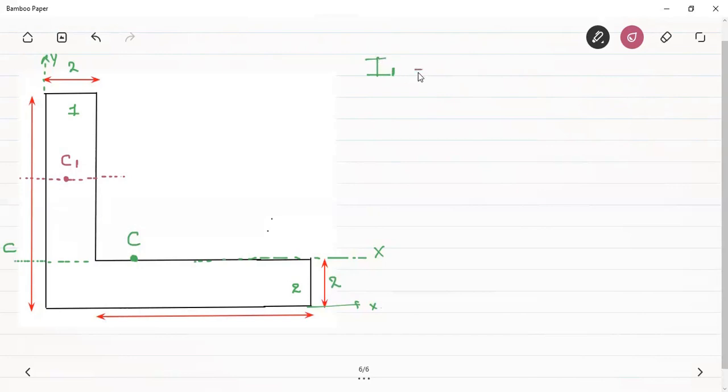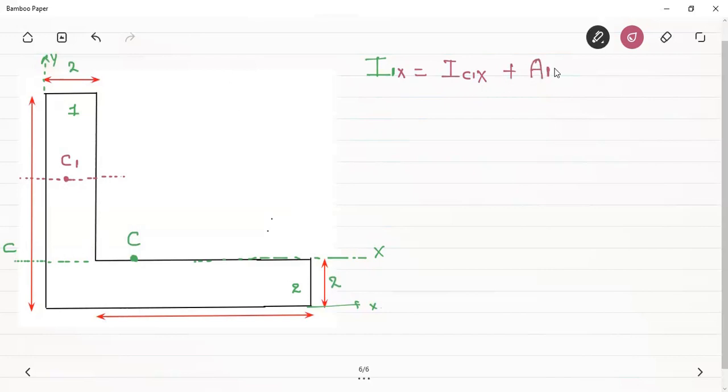So I1 will be equal to the moment of inertia of the first rectangle about this x-axis. It will be equal to the moment of inertia about its own centroidal x-axis, where this Ix is the moment of inertia about the centroidal x-axis of the complete figure. That should be equal to the moment of inertia about its own centroid, C1x, its own centroidal x-axis, plus, by the use of the parallel axis term, I'm using the parallel axis term for the first rectangle.